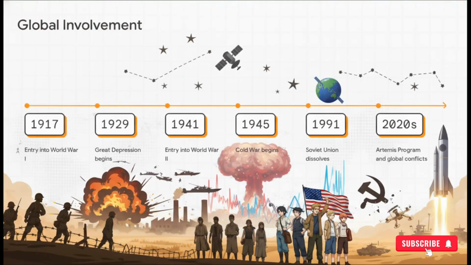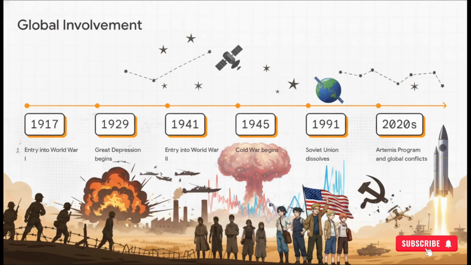The 20th century was an absolute whirlwind of global involvement. We're talking entry into World War I in 1917, surviving the crushing decade of the Great Depression starting in 1929, and then getting pulled into World War II in 1941. The U.S. helps defeat the Axis powers only to immediately plunge into the Cold War, a massive rivalry with the Soviet Union featuring arms races, proxy wars, and the space race.